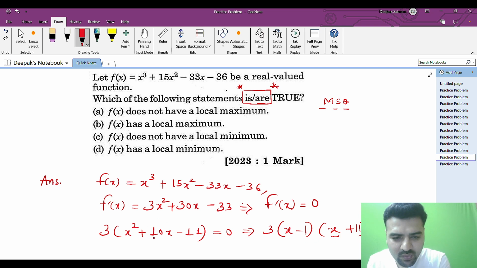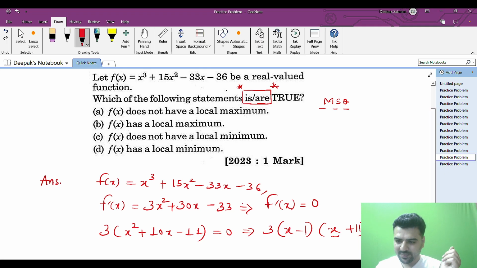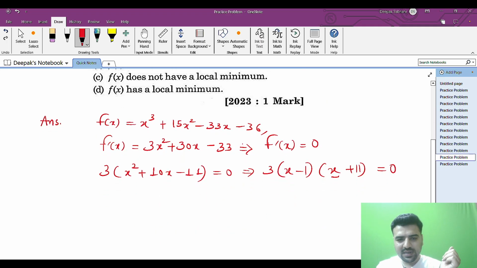Otherwise, this 10x you can write as 11x minus x, then again you can find the same thing. So the roots are x equal to 1 and x equal to minus 11. So these are the critical points which can correspond to either maxima or minima. So now if you want to find which is maxima and which is minima, then you need to apply a test. I'm applying the first derivative test here.